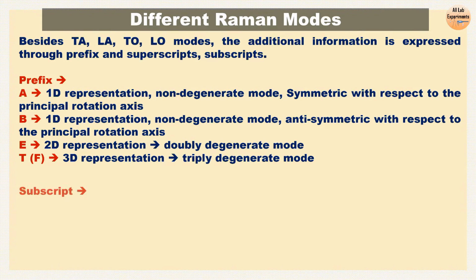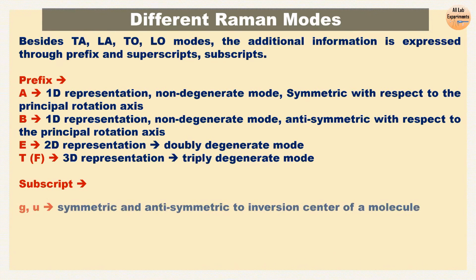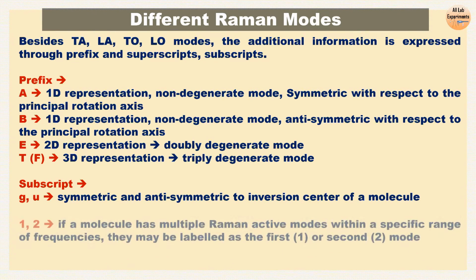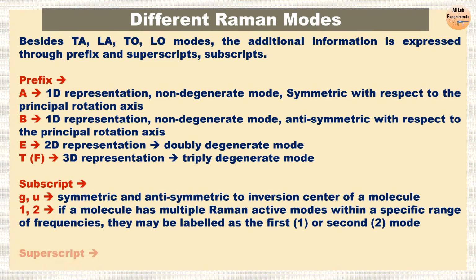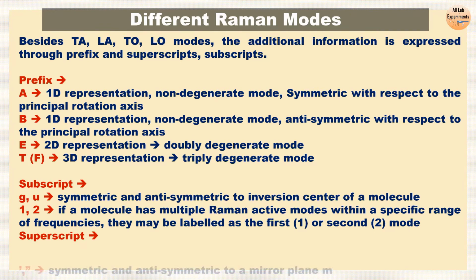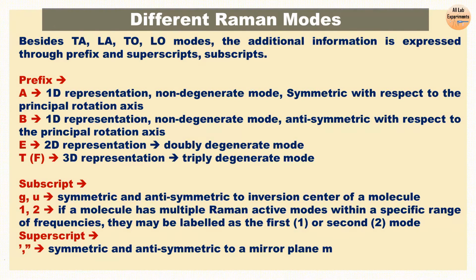In the subscript, if g, u, 1 or 2 are written, they tell whether these modes are symmetric or antisymmetric to the inversion center of the molecule. 1 and 2 mean that the same transverse optical mode is available at two places in the range, so we call it TO1 and TO2. And in the superscript, if we see these signs, they mean symmetric and antisymmetric to a mirror plane. First we understood the normal modes, and now we have understood their nomenclature.